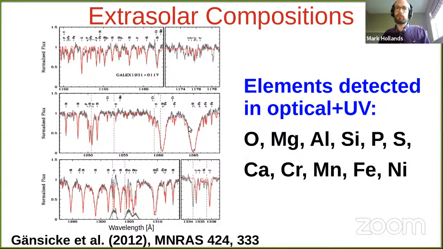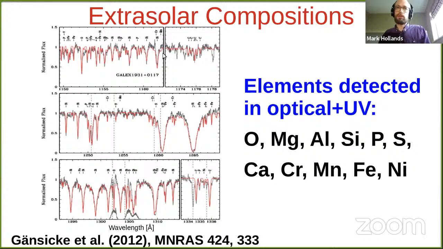And so here what I'm showing is the ultraviolet spectrum of a white dwarf, Galex 1931, published by Gänsicke et al. in 2012. And they find a lot of different elements in this star, in the UV especially, where you have lots of lines. So oxygen, magnesium, manganese, chromium, iron, nickel. So there's lots of elements that you can use and measure.